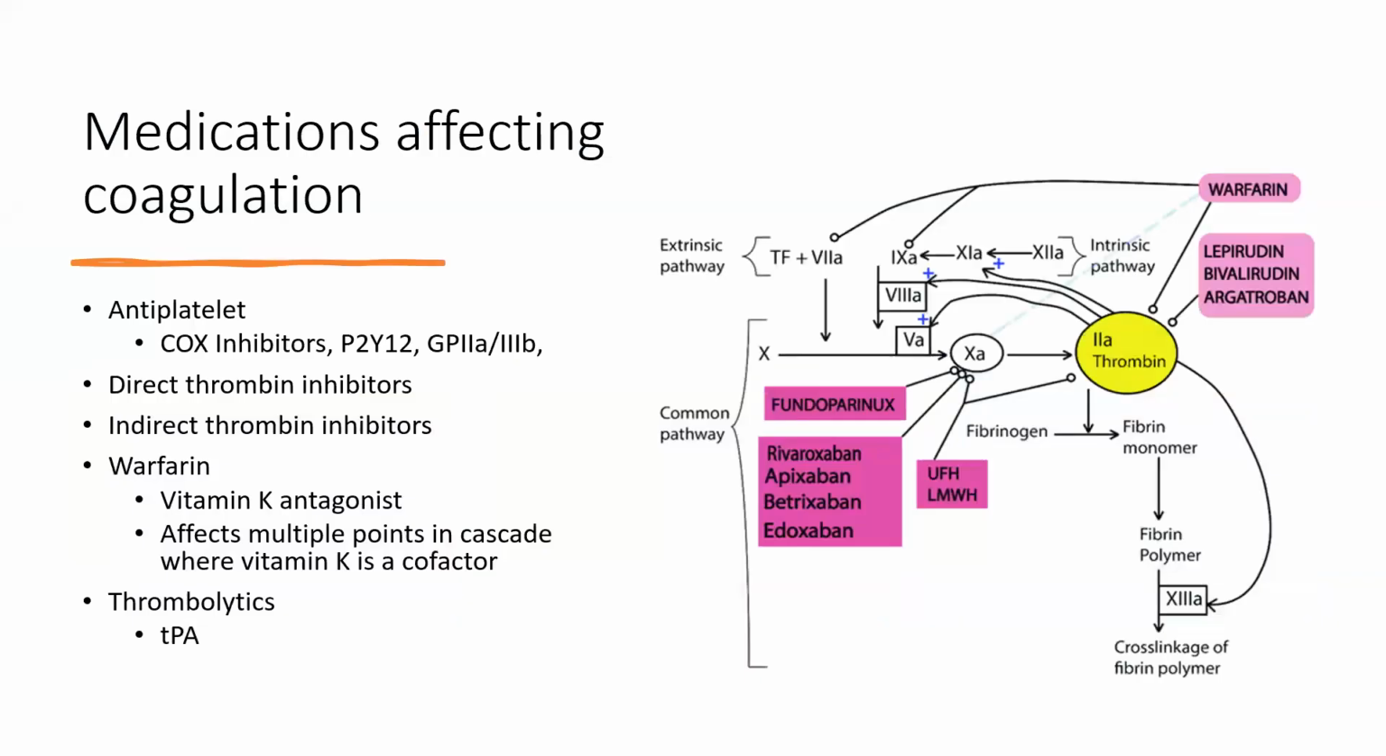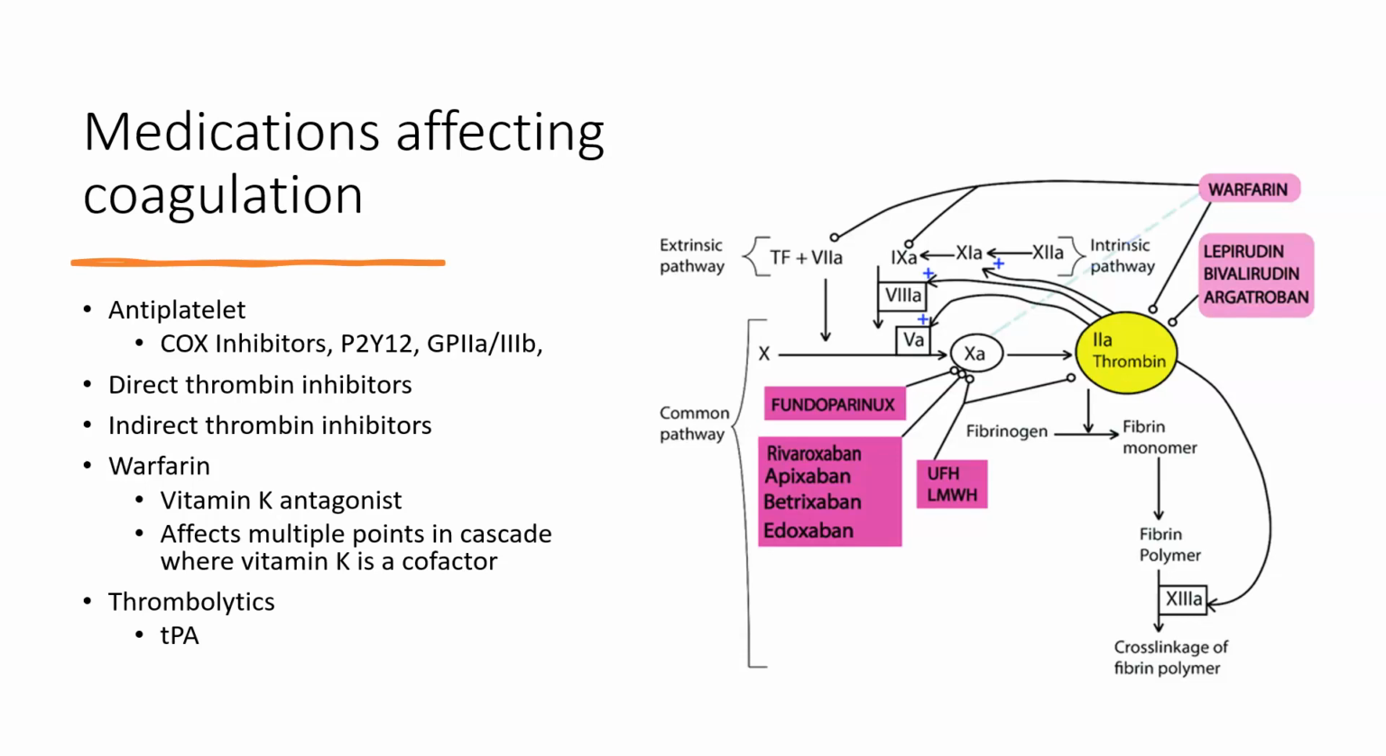All right, so I just want to review a couple of medications that can affect coagulation. There are a lot of different ways that medications can affect coagulation. Like we talked about earlier, with so many steps in the coagulation cascade, there are a lot of places where things can go wrong. One way we can affect coagulation is by providing medications that have antiplatelet effects. You see here we have COX inhibitors, P2Y12 inhibitors, GP2B and 3A. These medications all affect the aggregation of platelets in some way or another.